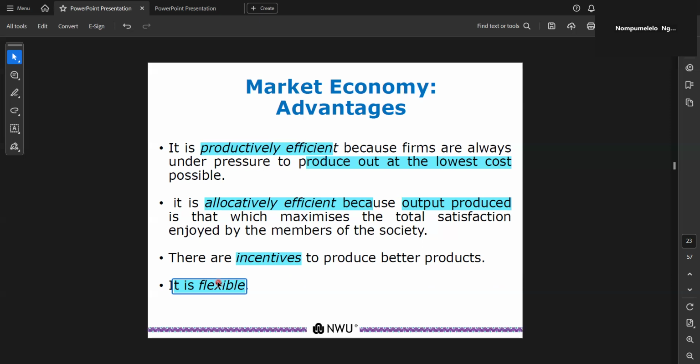So the advantages of the market economy: it's productively efficient, meaning that they can produce at the lowest cost possible. It's allocatively efficient, meaning that the outputs produced always satisfy what the consumers want, and they have an incentive to produce better products, and also it is flexible. Keeping in mind that in the market economy, all resources are privately owned. There is no government intervention.